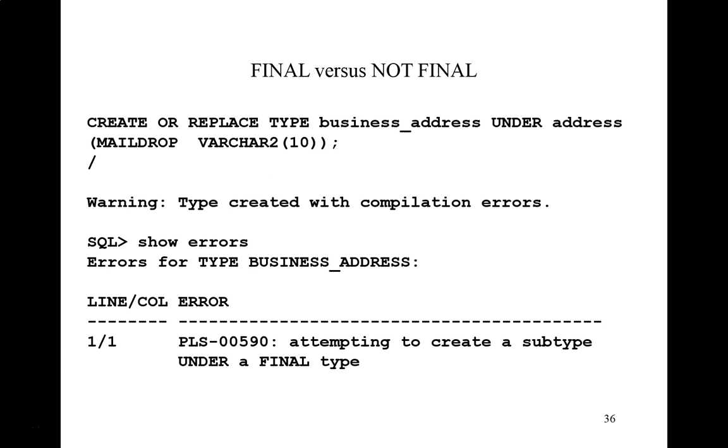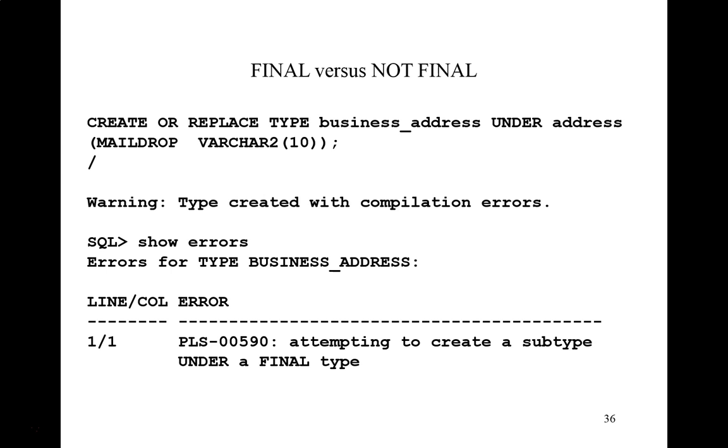Let's attempt to create a subtype. When we try to do this, what we receive is a warning. This type does get created, but there are compilation errors. It's effectively unusable. What are the problems? Well, with SQL+, we can use the command show errors from the command prompt, and this will reveal the actual error message. It tells us that we're attempting to create a subtype under a final type.